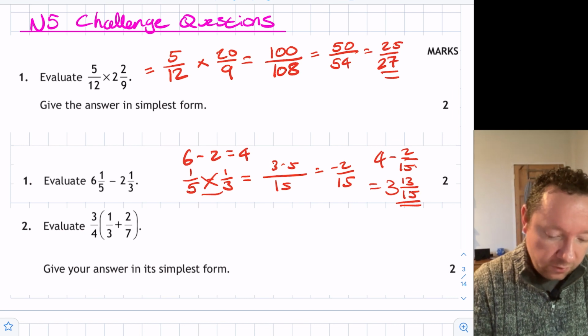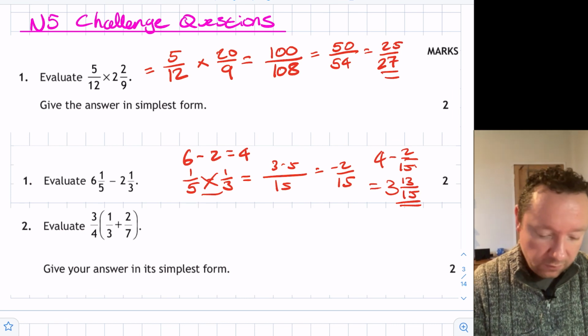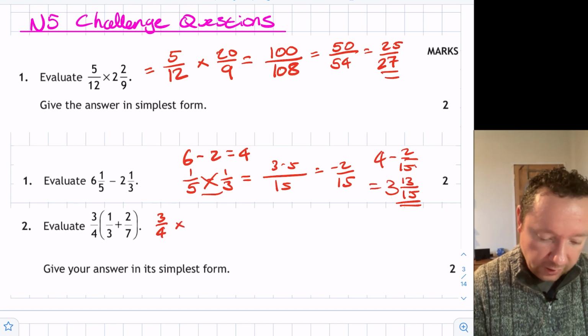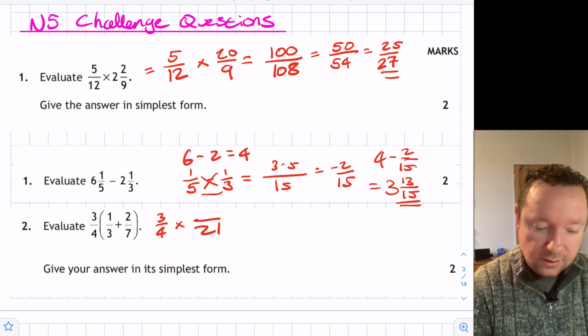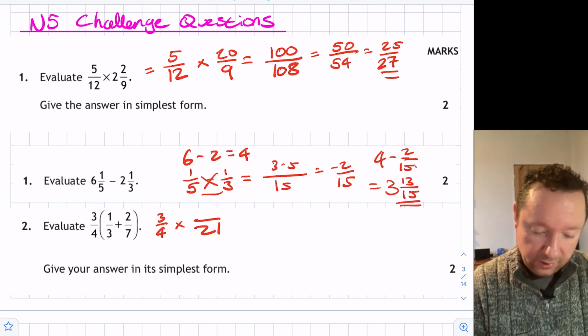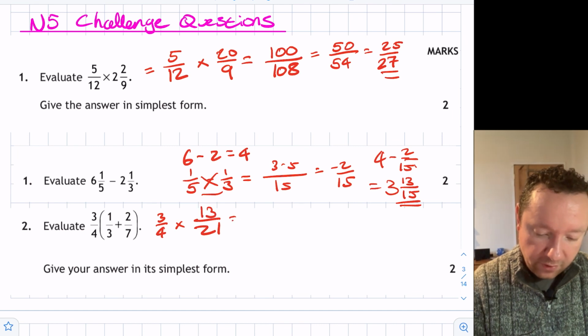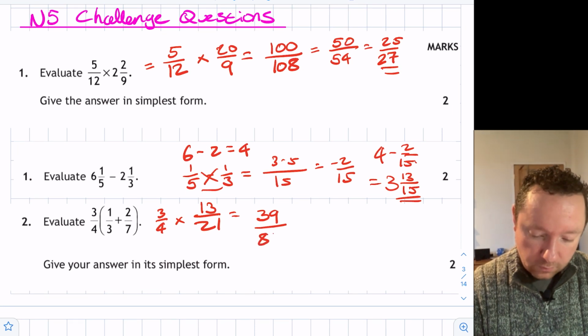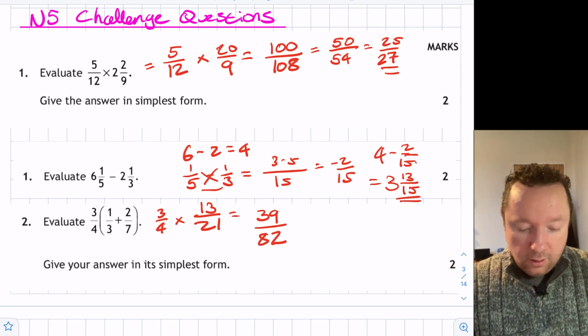And then the last one, 3/4 times 1/3 plus 2/7. So I've got 3/4 times the answer to this. 3 times 7 is 21. And then I've got 7 plus 2 times 3 is 6. 7 and 6 make 13. 3 times 13 is 39. And 4 times 21 is 82. Now we need to simplify it.